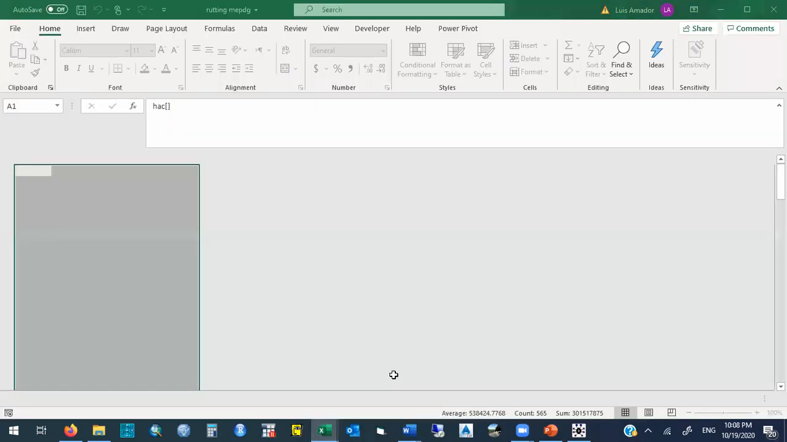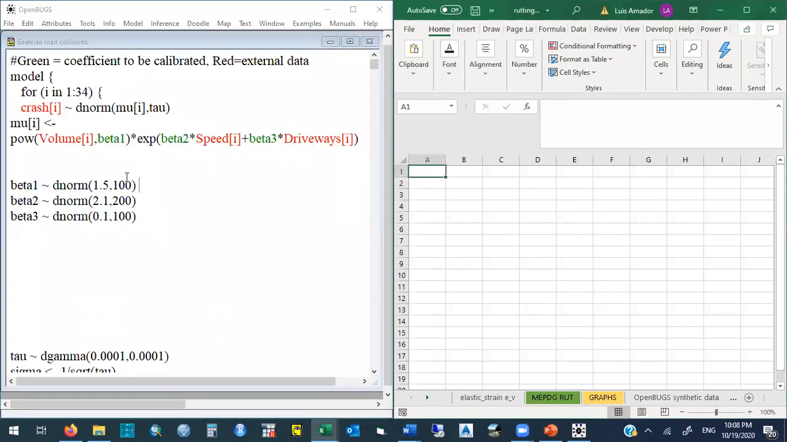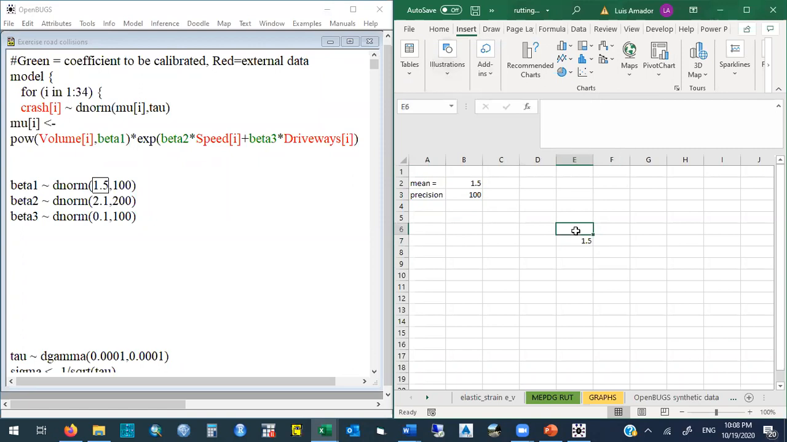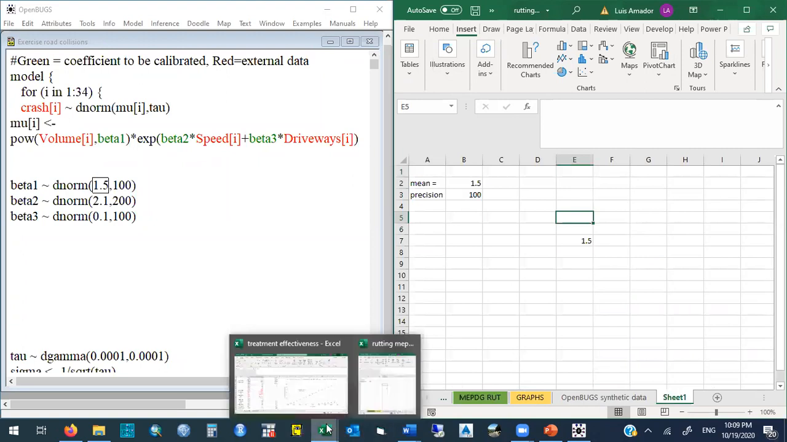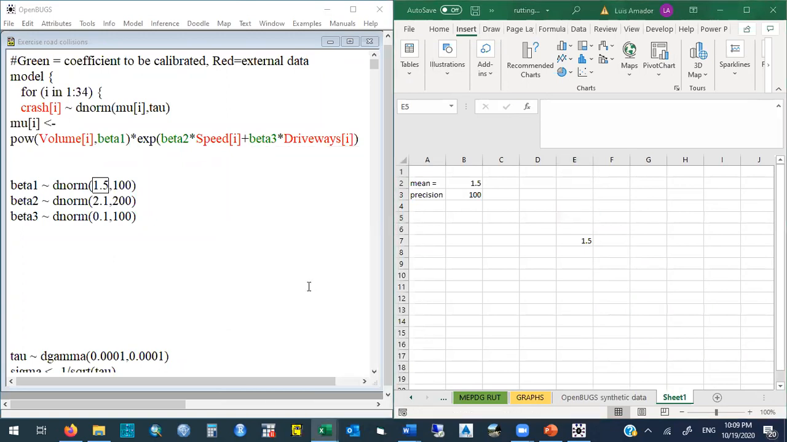So I need pen and paper to do this. Maybe I try in Excel. Let me try on Excel. Imagine this is 1.5, right? So I have a mean equals 1.5, and then I have a precision of 100. So that means that I have 1.5. I need to draw a shape. Just a second. Let me see if I can. Yeah, this one works.